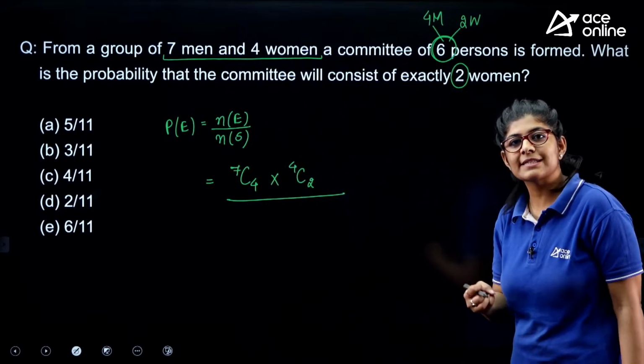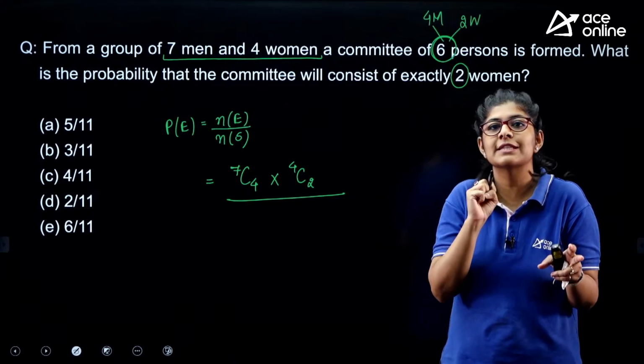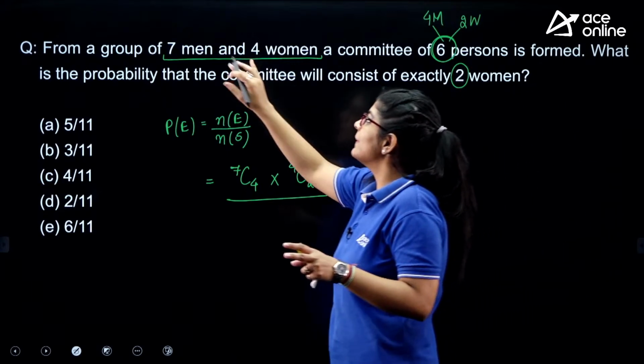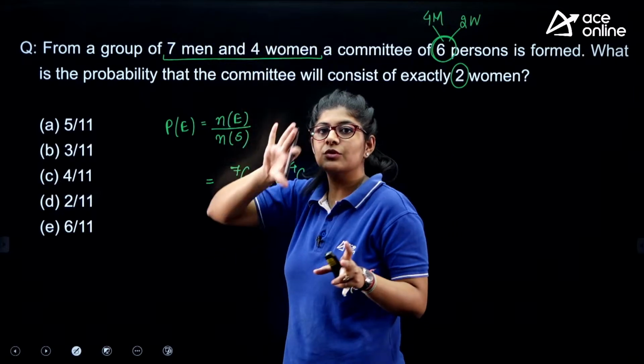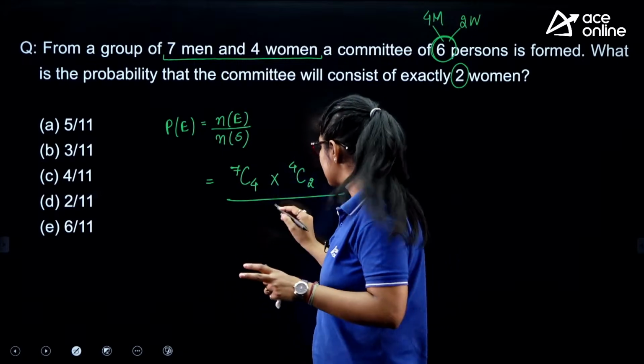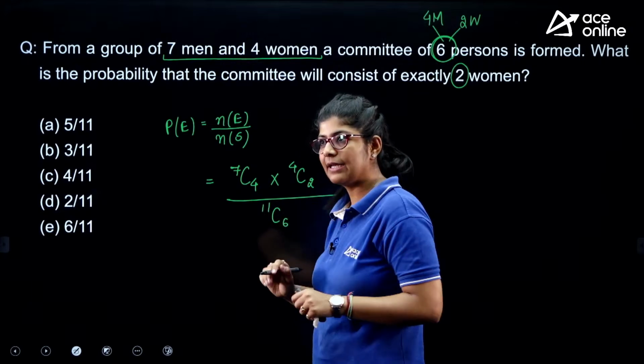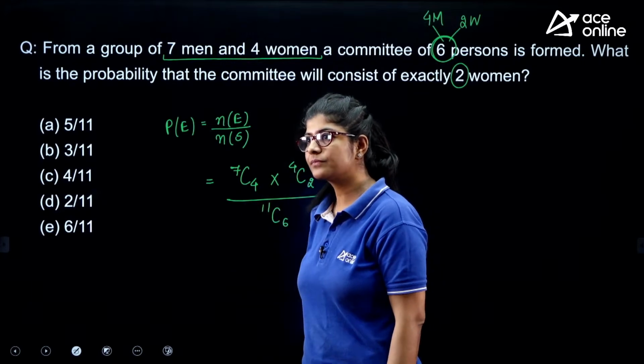Sample space says that if you are not having any condition and you want to select 6 people, how many persons are we having? We are having a total of 11 persons, and out of 11 persons I only need to select 6. So I select 11C6, right? This is what we are having.